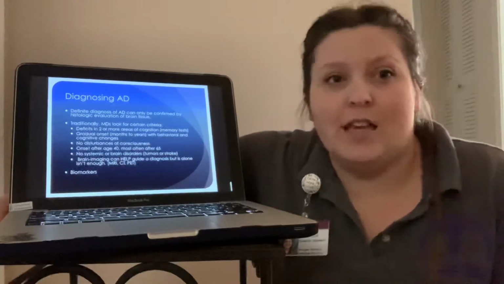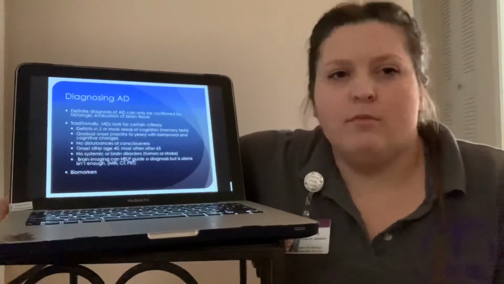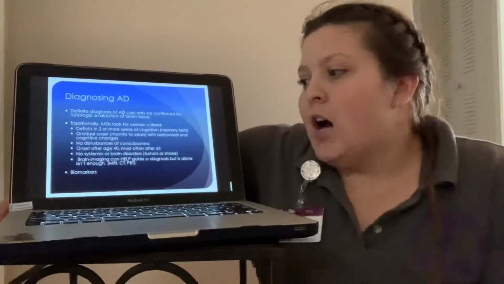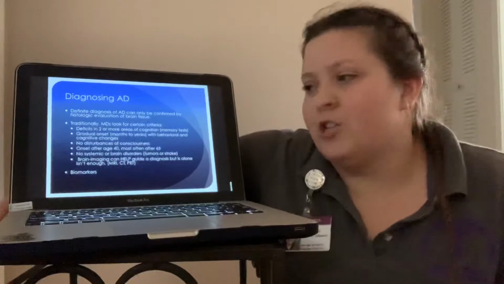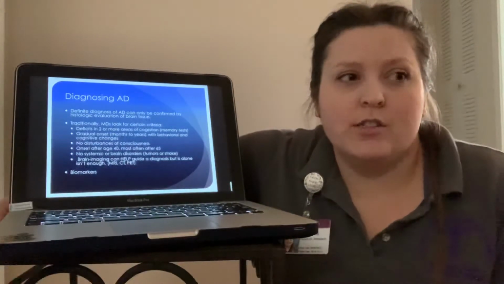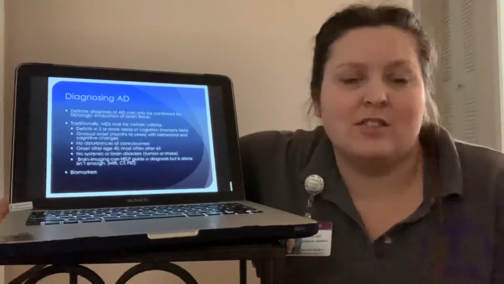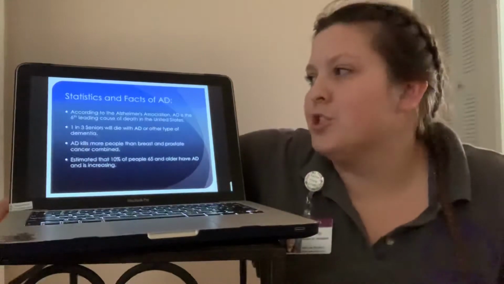So they're going to be using imaging and PET scans and MRIs to confirm not having those types of diseases or markers. Next, in diagnosing this, they can perform genetic testing and biomarkers, but it takes a lot of time and it's very expensive to do this, so not a lot of people choose this option.